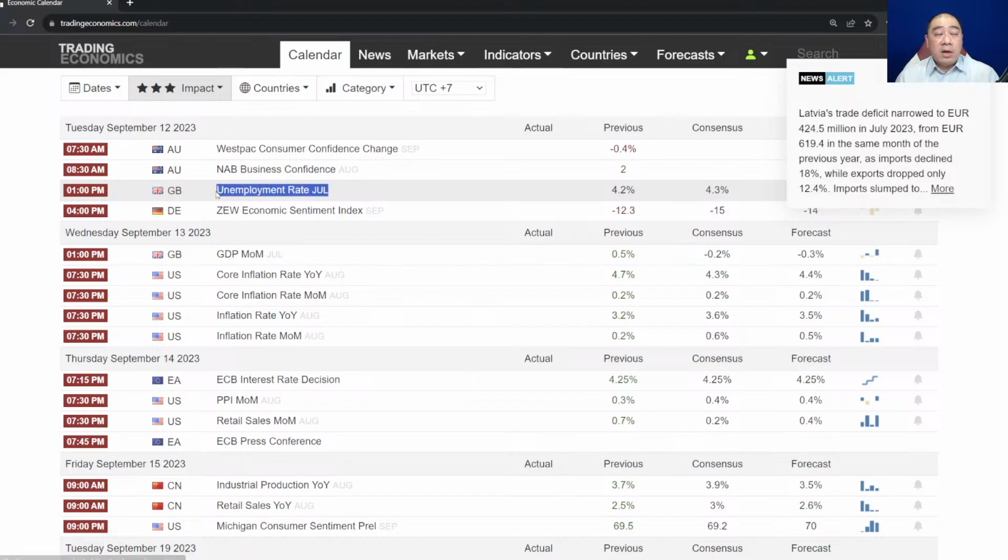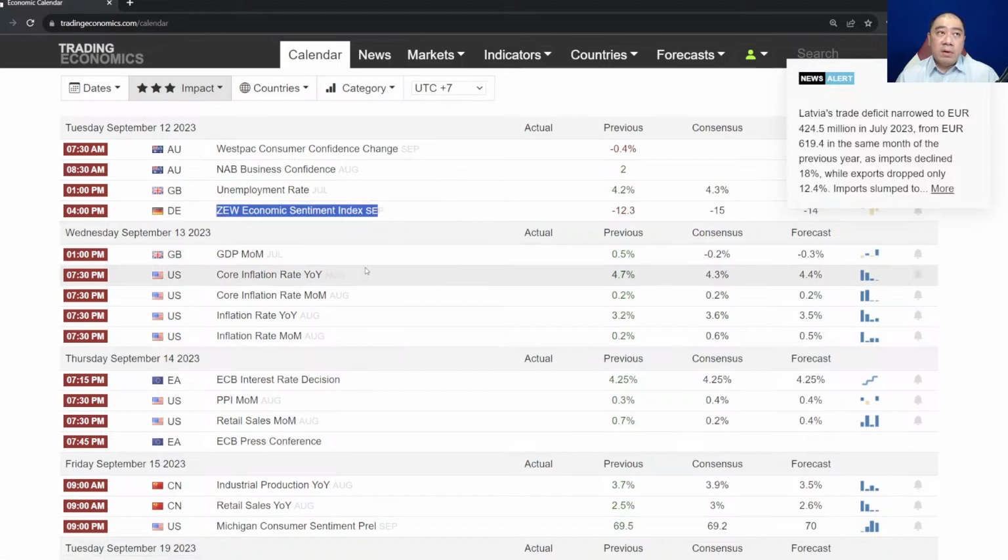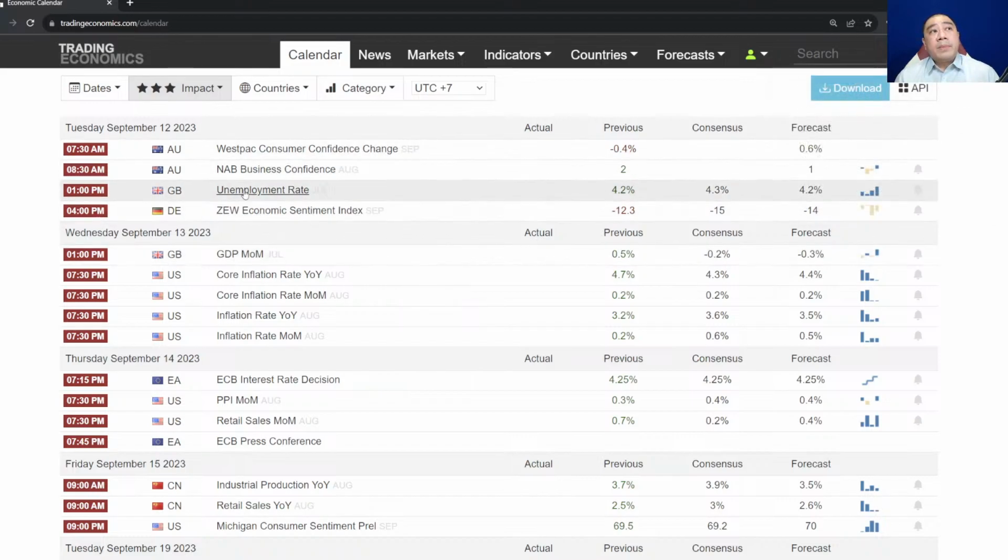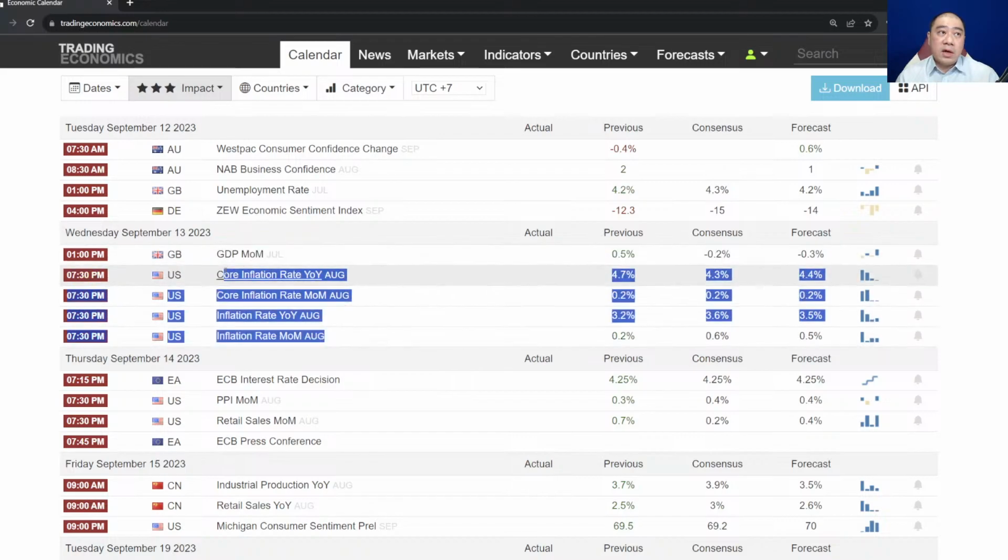So even though they're high impact news for tomorrow, I might want to just focus on the UK unemployment rate. Economic sentiment from Germany, not really a concern to me, because I trade sterling a lot more, so I want to focus on the unemployment rate. And then on Wednesday, I've got the UK GDP numbers, and then these are the inflation numbers on Wednesday.